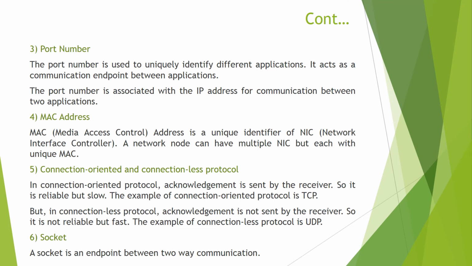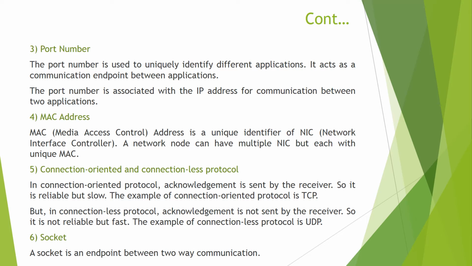Next is port number. The port number is used to uniquely identify different applications. It acts as a communication endpoint between applications. The port number is associated with the IP address for communication between two applications. Next one is MAC address. MAC is medium access control address. It is a unique identifier of a NIC. NIC is nothing but network interface controller. A network node can have multiple NICs, but each with a unique MAC.